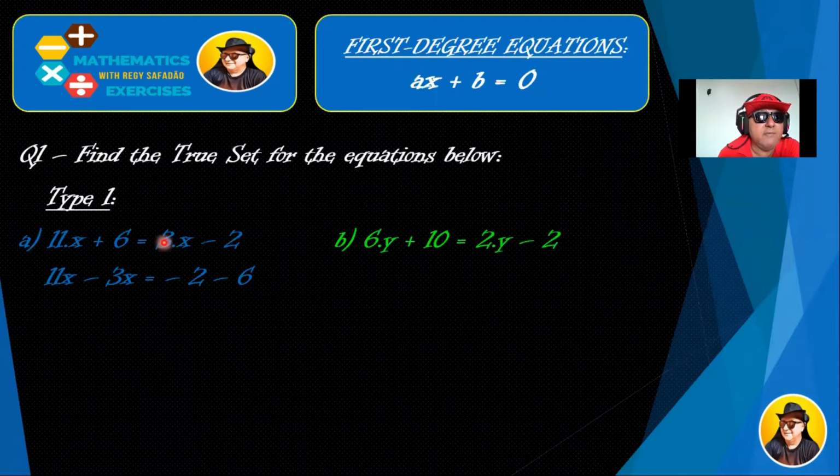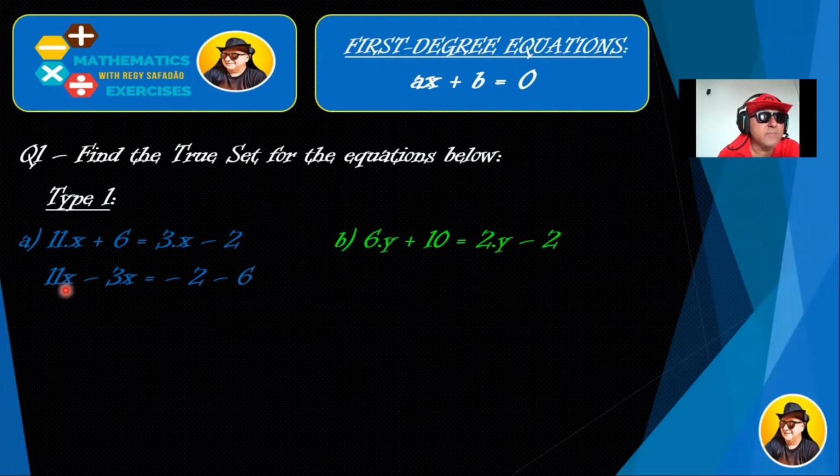So here, see, I have a positive 3x, and here I have a negative 3x. Why? Because I moved 3x from the right to the left of the equation. And the same thing happened here. I have a positive 6, and here I have a negative 6. Why? Because I moved positive 6 from the left to the right of the equation. So I have to change the operation by the reverse.